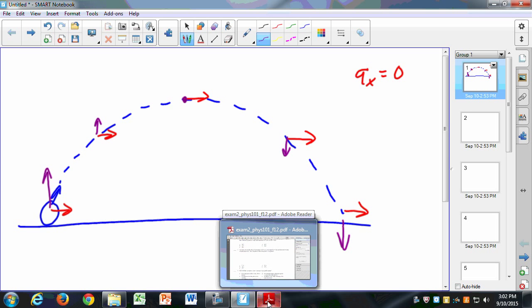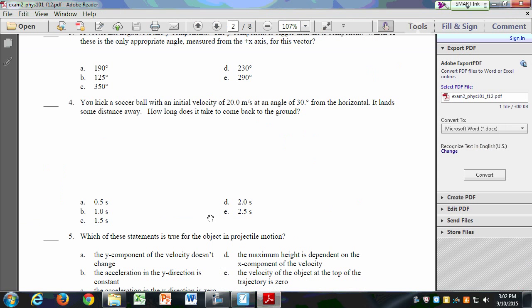I pulled up the fall 12 exam, but a lot of the problems look similar. They just have different numbers, slightly different scenarios. So here I kick a soccer ball with an initial velocity of 20 meters per second. Now remember, that's the speed of the ball, not the velocity, because the velocity is a vector, so it has a direction attached to it. And so there's the direction. It lands some distance away. We don't know how far away it is, but I could certainly ask that question and you could answer it. I just want to know, how long does it take to come back to the ground?